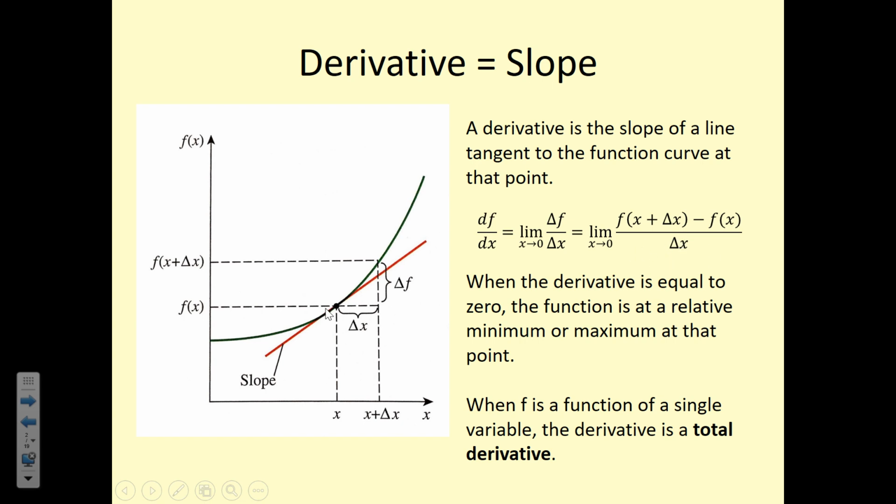And when this derivative is equal to 0, it means that our line is flat. That can either be a point of the minimum of the function, or it can be the maximum of the function. So if you're looking at a curve like this, it would either be at the very tip of the curve or at the bottom of the curve. So a maximum or a minimum. And it can be a relative max.